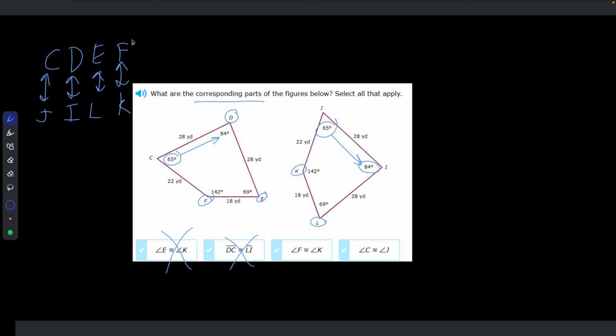Does F match with K? F does match with K, so that is correct. And does C match with J? C does match with J, so this is also correct. So we have two right answers, two wrong answers.